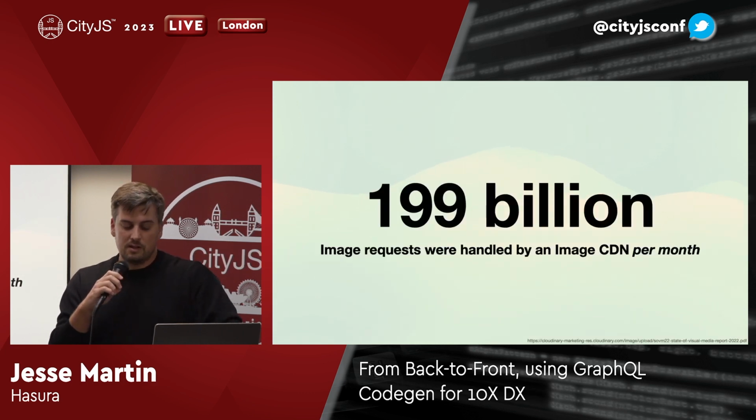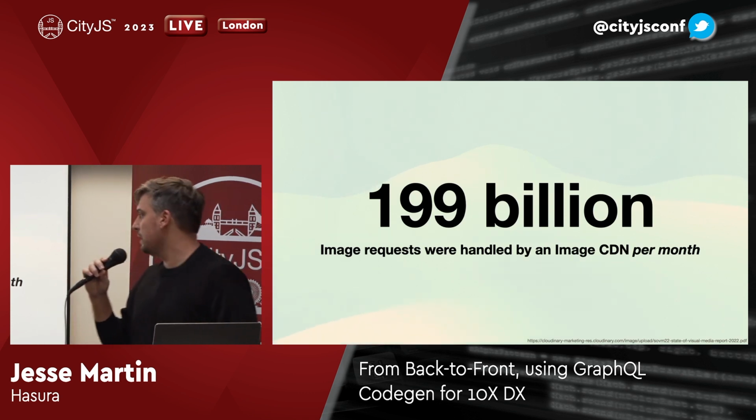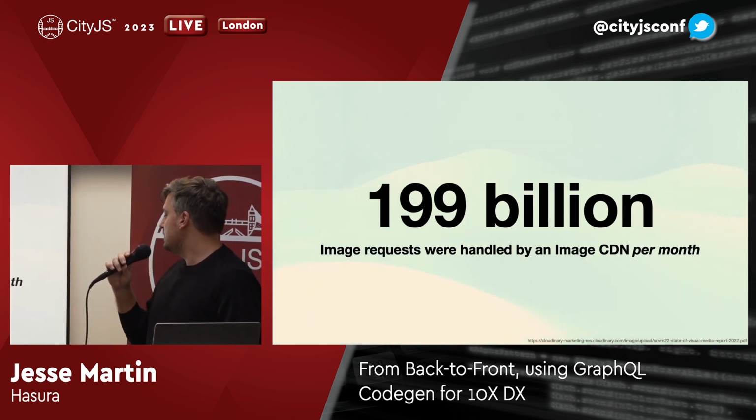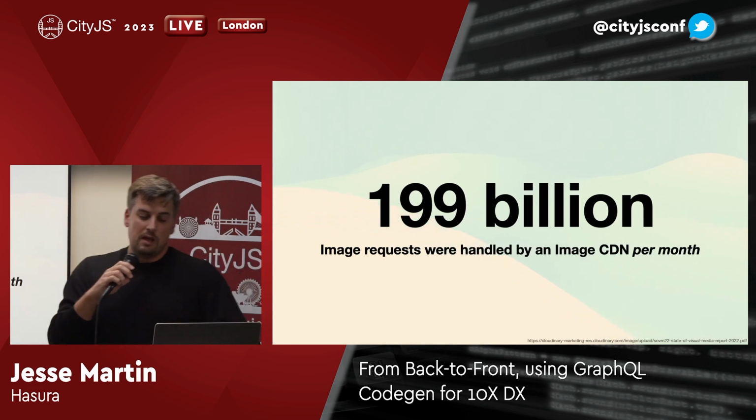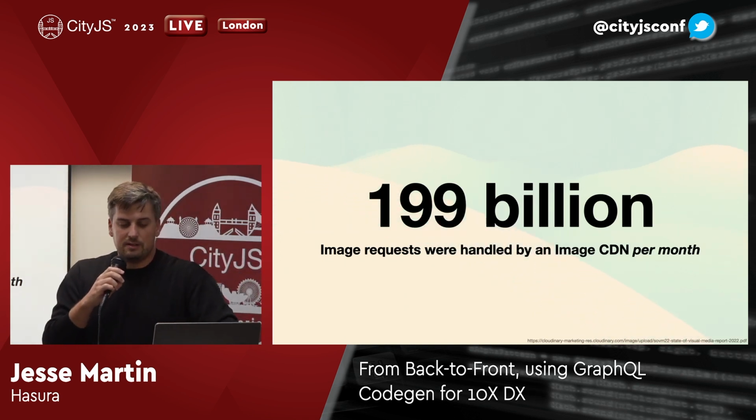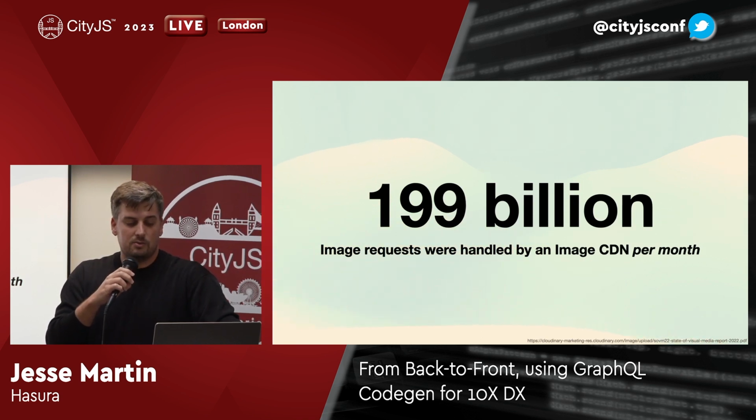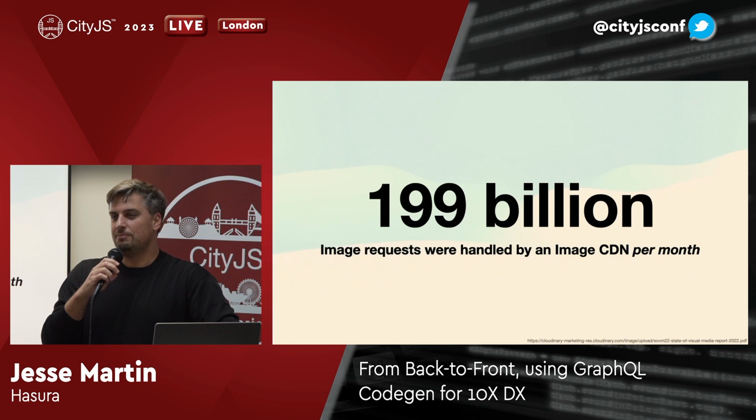Now, here's another one. I do work for Cloudinary, so we have our own visual media report. This is again from 2022, and this is just Cloudinary, right? There are other image CDNs and other image providers out there today. Just Cloudinary handled 199 billion requests per month in 2022. So that's a lot of data going on the web in terms of images.